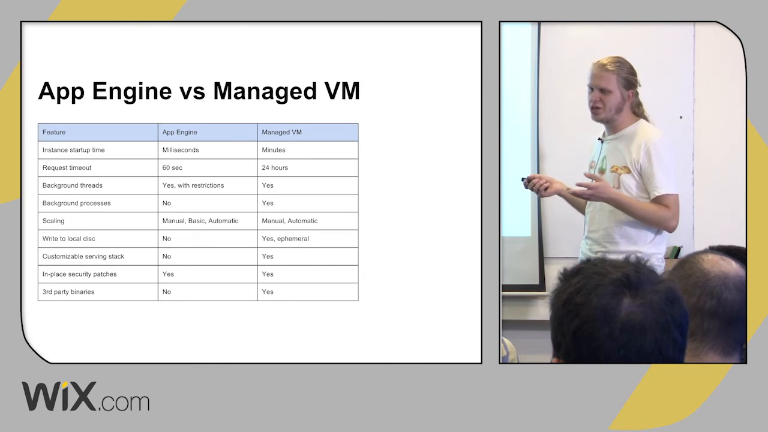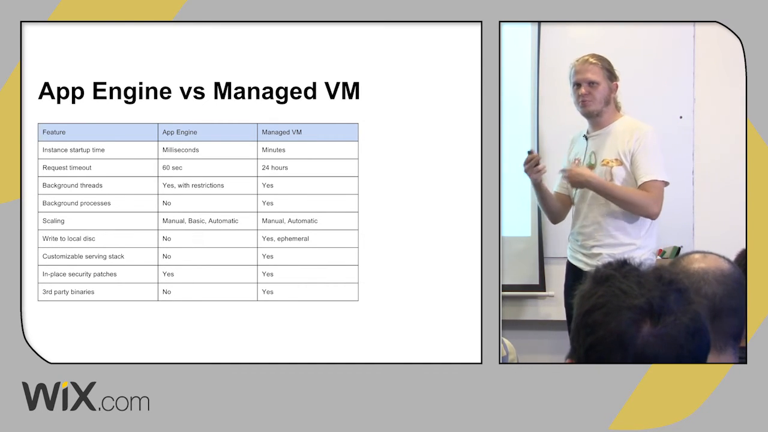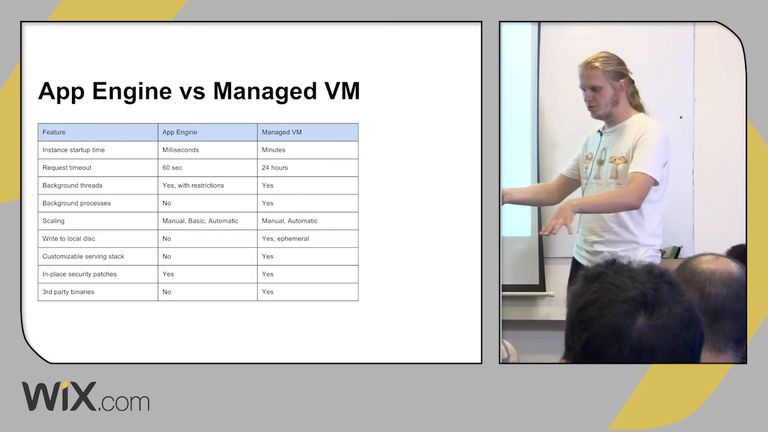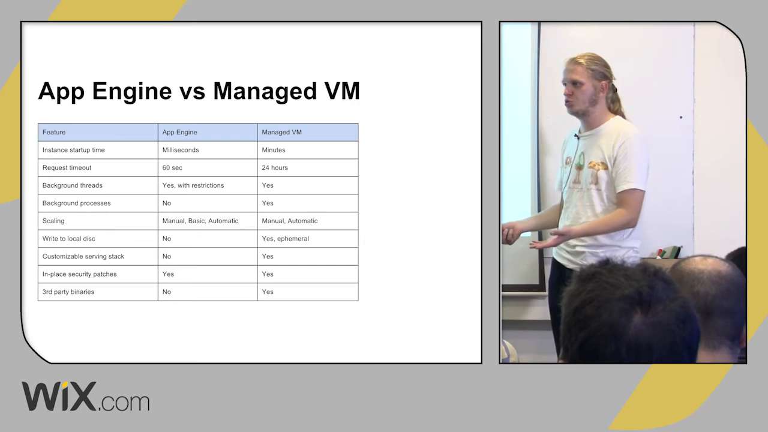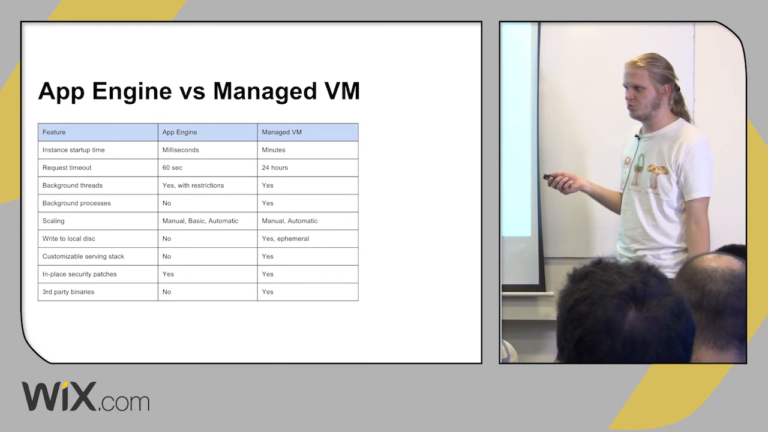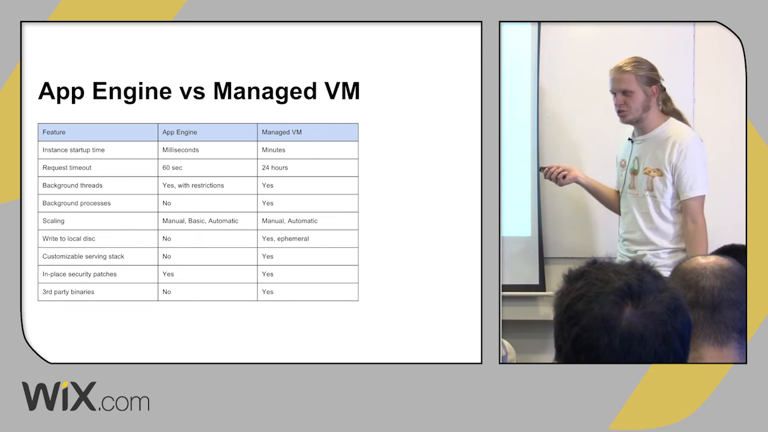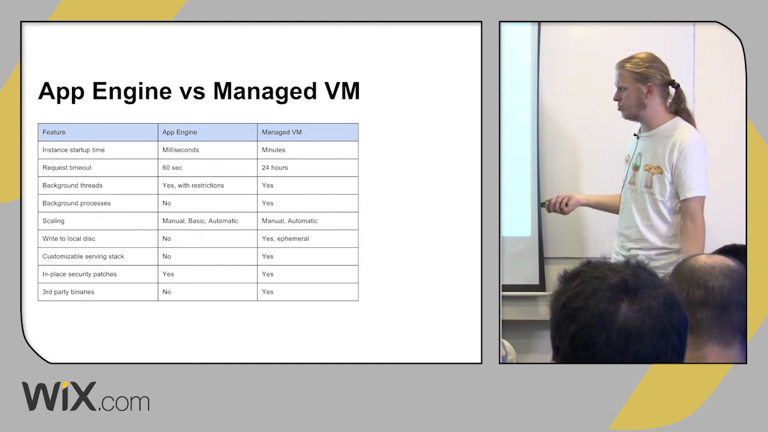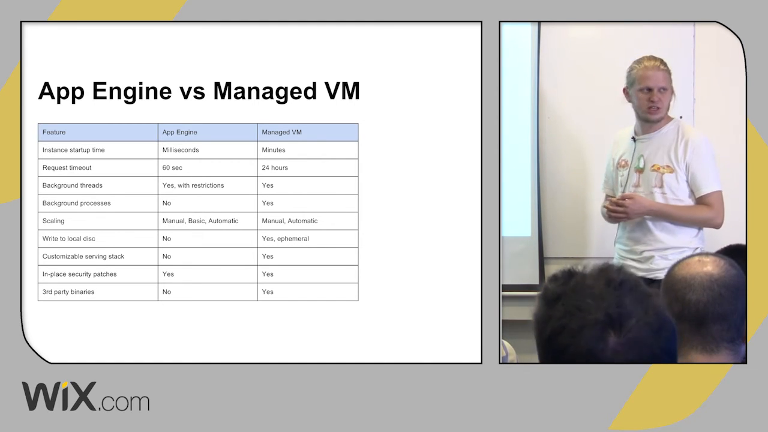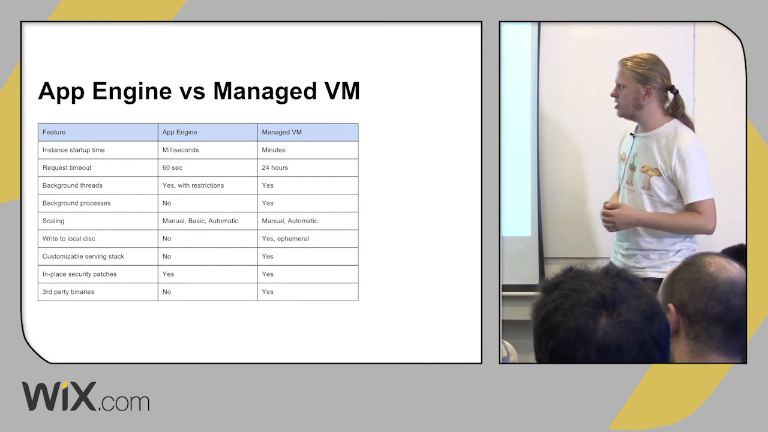In App Engine, you can run background threads, but via their API, and it's kind of messy. On managed VM, because you run almost on bare hardware, you can run whatever you want. Background processes are not an option on App Engine. Once again, you can run whatever you want on your managed VM. They have almost the same scaling capabilities because Google controls that aspect.